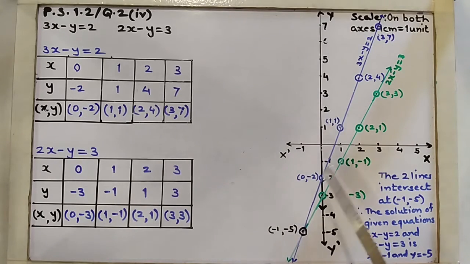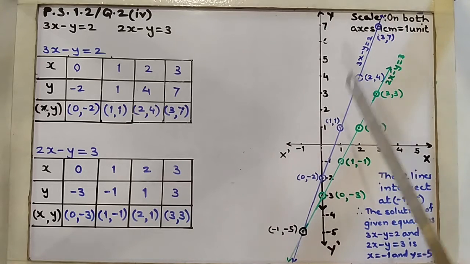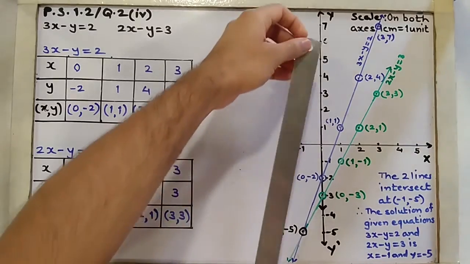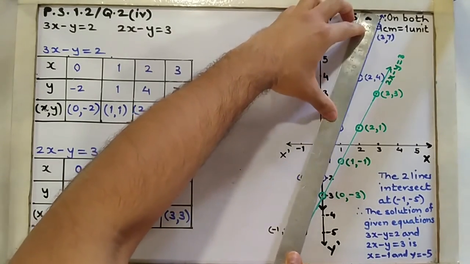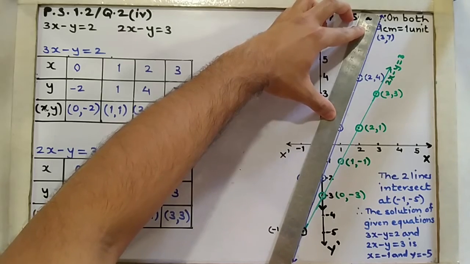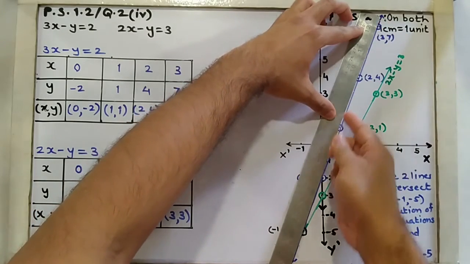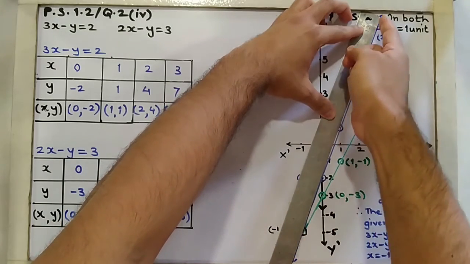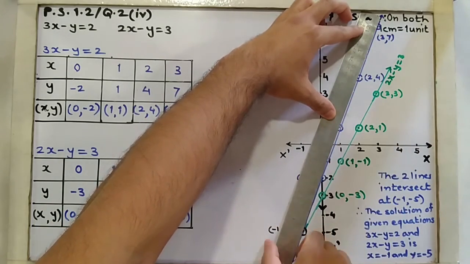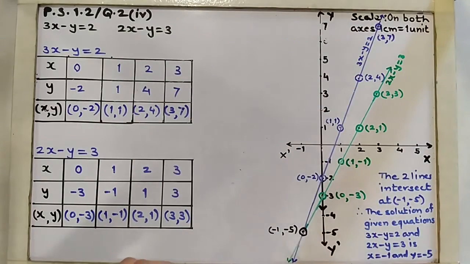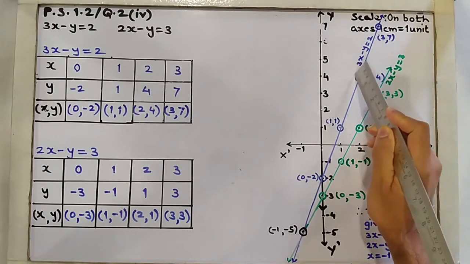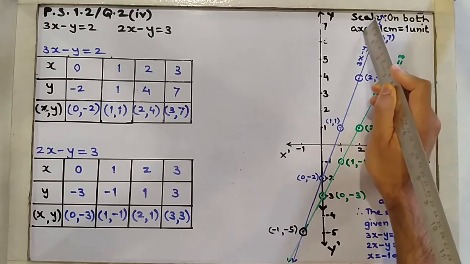So now we have plotted all the 4 points. Now we have to join them. So joining all the 4 points, we get a straight line. This blue colored line, straight line, we have joined all the 4 points and it represents a straight line. We will immediately write down the equation of the line, and the equation is 3x minus y equal to 2.